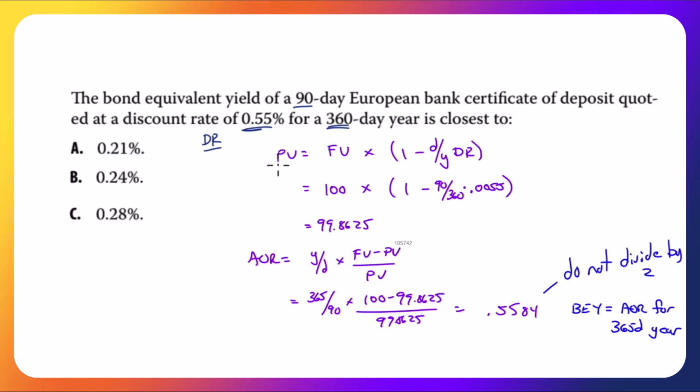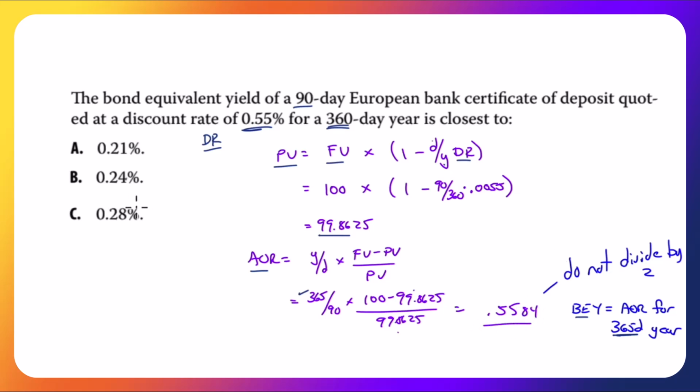Since we have the discount rate, we will first calculate our PV. We have our future value, we have our days over year, and our discount rate. We get a PV of 99.8625. Then to get a bond equivalent yield, we have to use the add-on rate, years over days, and here we're turning it into 365 because we want the bond equivalent yield. This is the add-on rate for a 365-day year. 365 over 90 times future value minus present value over present value, you get 0.5584.